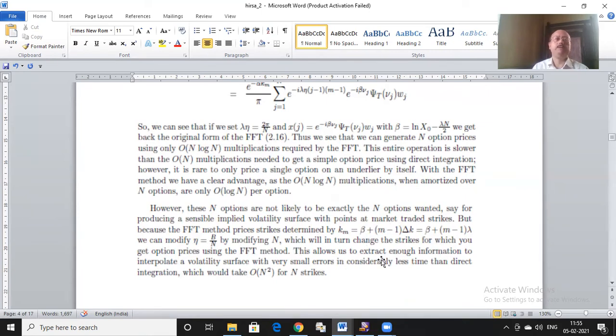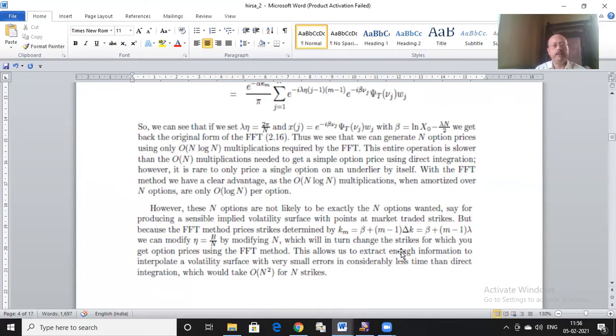So that will allow us to extract sufficient information to interpolate the volatility surface. So basically, we are trying to estimate a surface using a few of the grid points. We are evaluating it at some few points on a grid and then interpolate between successive points to get the surface. So we want that interpolation to be reasonably good, reasonably error-free.